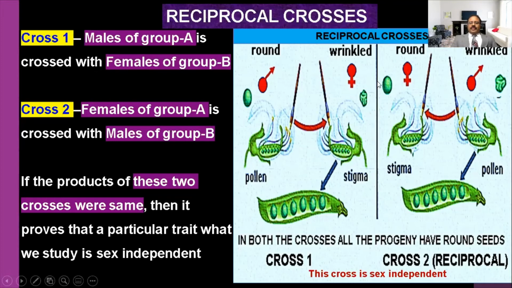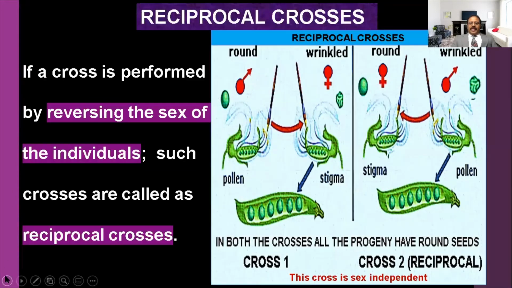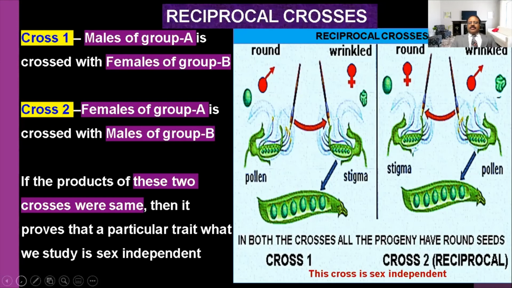So in this reciprocal cross, we do the cross between the same plants only. With the same plant, we reverse the sex of the individual. Here one plant acts as a male. In the next cross, the same plant acts as a female flower. Clear? So that is called reciprocal cross.